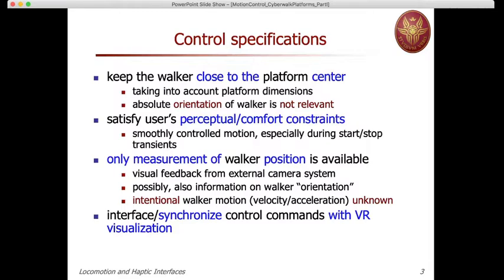So this is especially true when the user starts walking and stops walking, because the acceleration in these phases is pretty large, and we would like to compensate essentially the intentional motion without affecting the balance of the user, at least. The other important aspect of this control problem is that we have only a measurement of the position, the body position of the walker, in a sense.